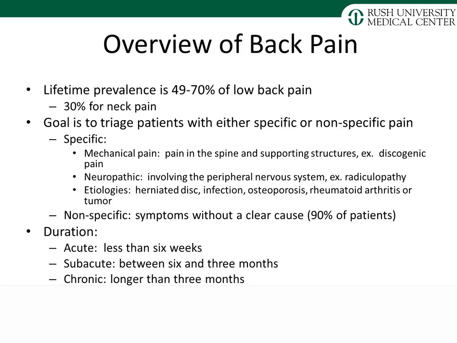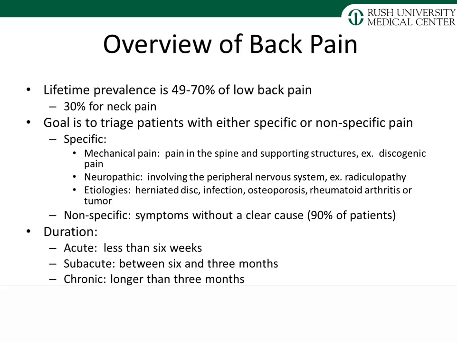Neuropathic pain is specific pain that's related to the peripheral nervous system, such as a problem with a nerve root, what we call radiculopathy. Etiologies of specific pain can be a herniated disc, infection in the back or spinal area, osteoporosis, rheumatoid arthritis, or tumor. And you can see that this list is quite variable, and that's why it's important to identify specific causes of back pain and evaluate them.